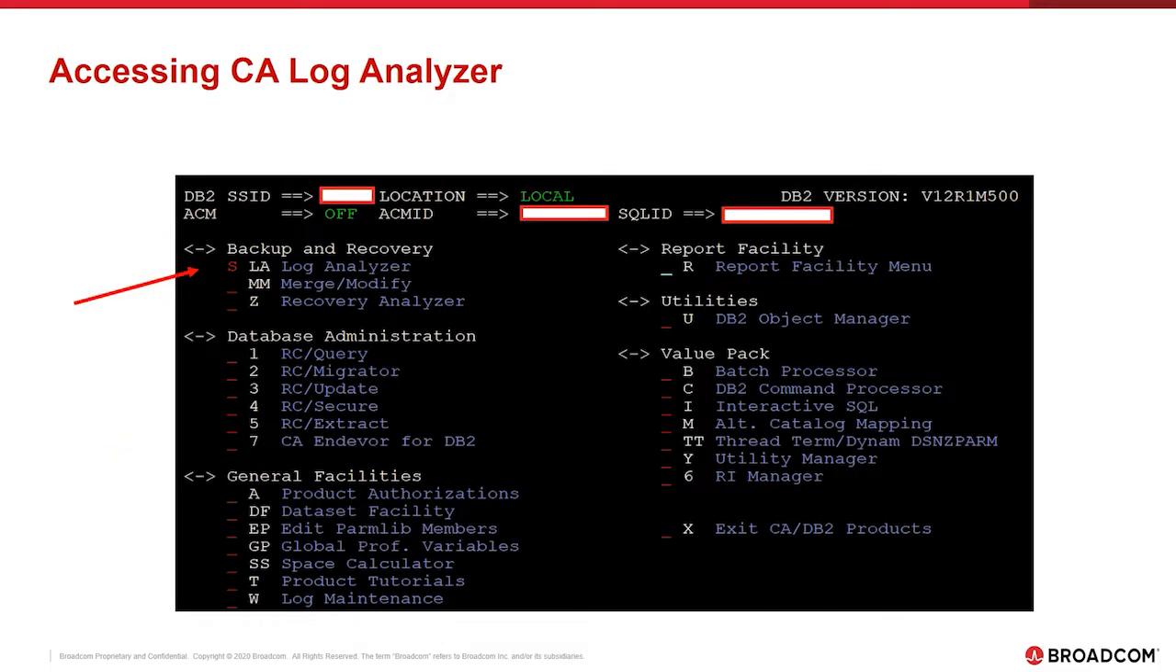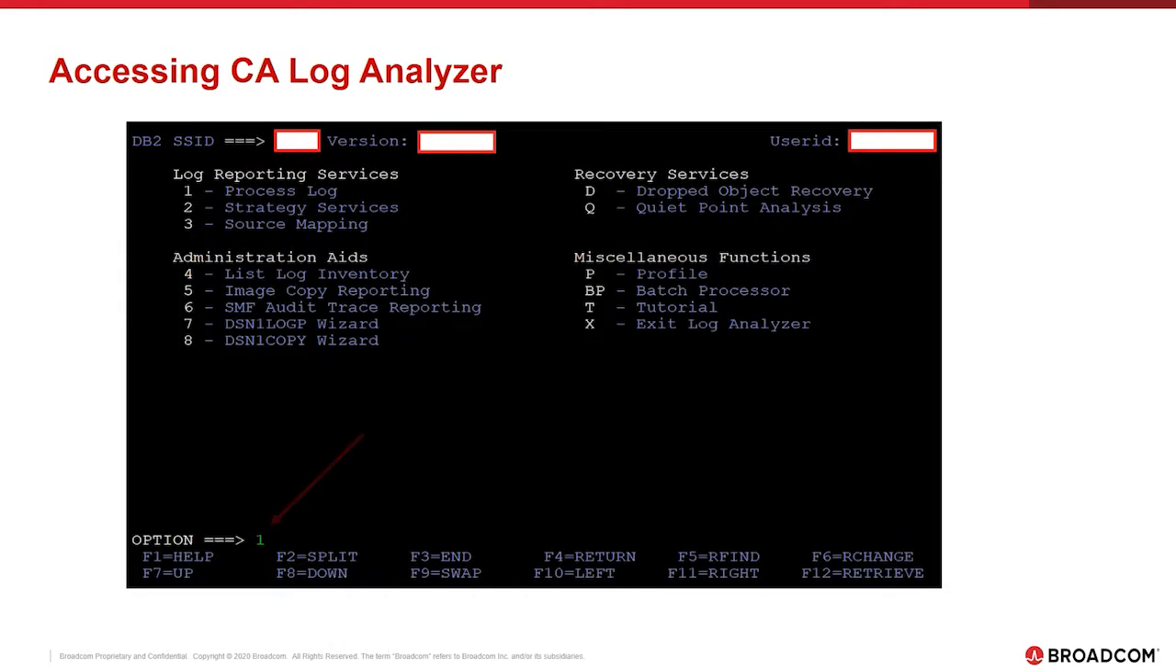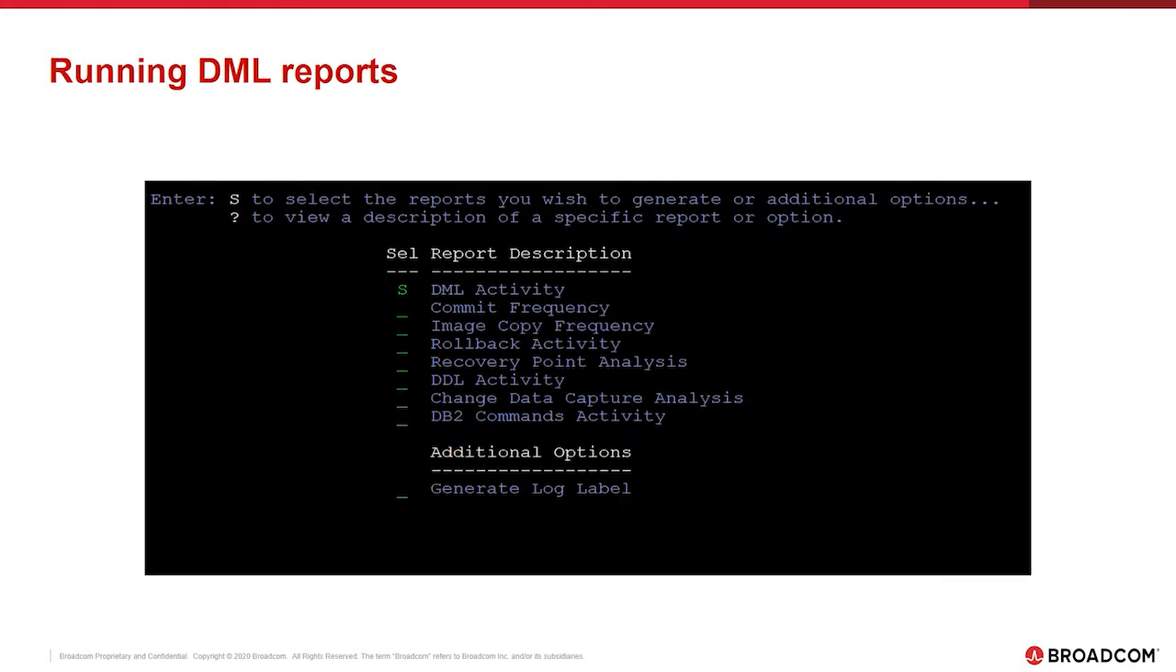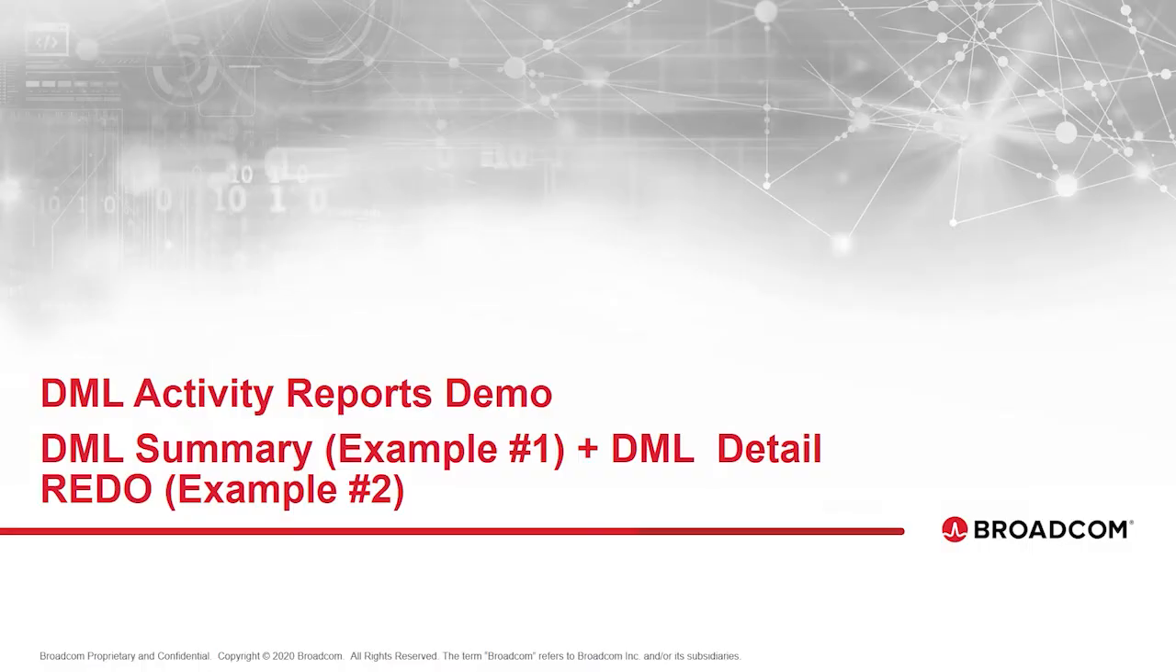We start at CA Database Management Solutions for DB2 for z/OS main menu and type X to select Log Analyzer. For the purpose of this demo, we shall select option 1 for one time off log process. This is the report specification panel where you select the type of report. For this demo, we shall start with selecting DML activity. We shall first run summary report by DML redo, followed by DML redo SQL with details.